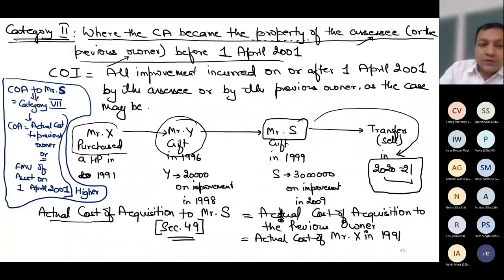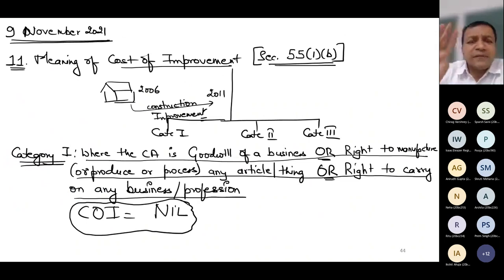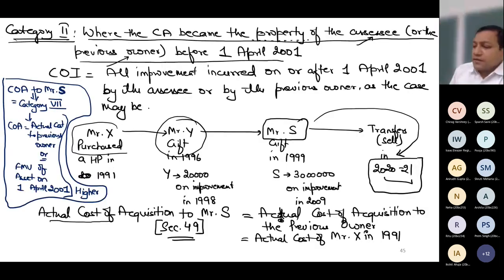So category 2 is of, now improvement is having 3 categories only. Category 1 was special, which is not my case. Category 2 is simple, where asset became the property of the assessee before 1st April 2001. Now in this case, all improvements incurred on or after 1st April 2001 are relevant.